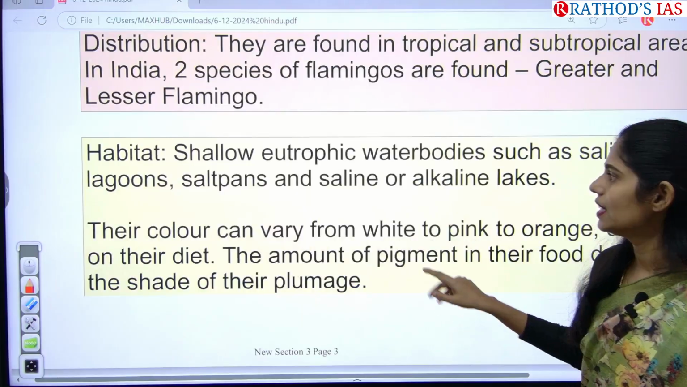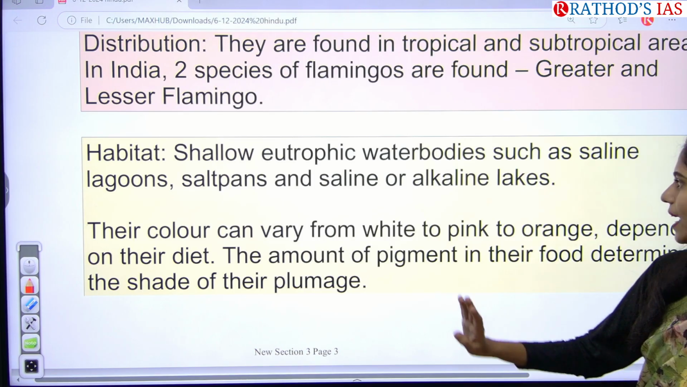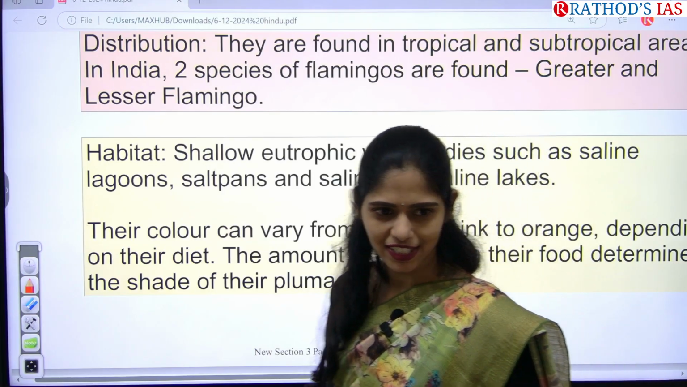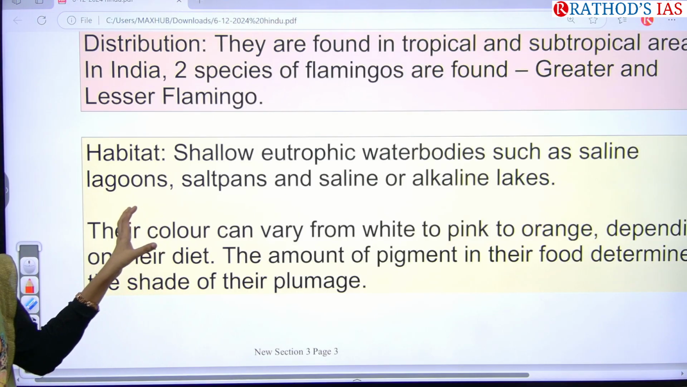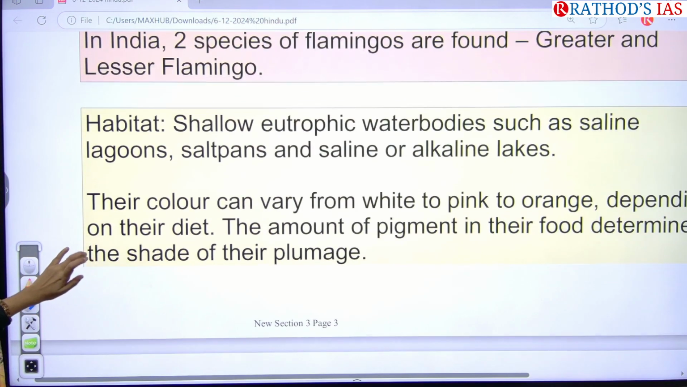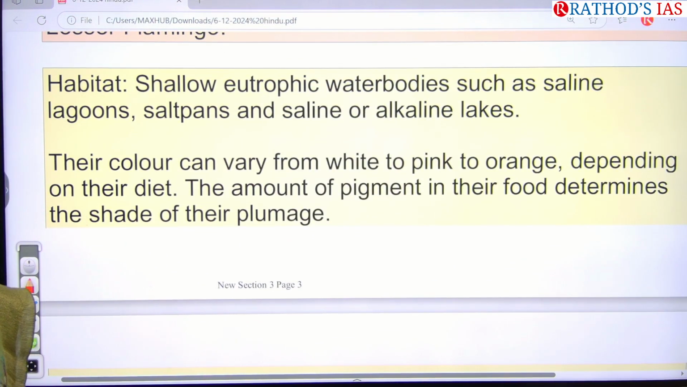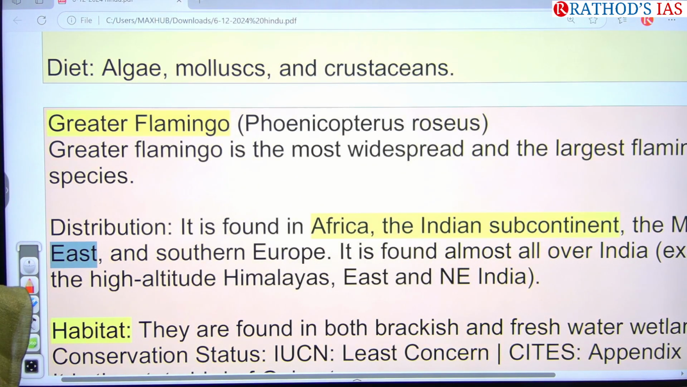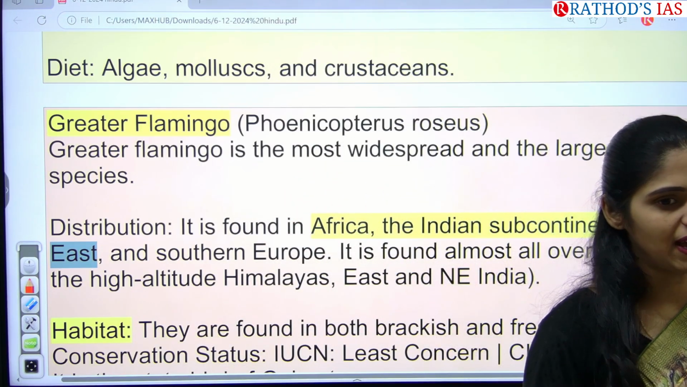Where will they be present? They will be present in very shallow water bodies, for example in saline lagoons, salt pans, and saline or alkaline lakes. That means they will not be seen in fresh water lakes. Pulicat is a salt water lake, so they can survive only in salt water or saline conditions. Their color can vary from white to pink to orange depending upon their diet. And next, they depend upon algae, molluscs and crustaceans. What are crustaceans? Crustaceans are nothing but prawns and prawn-related family members.